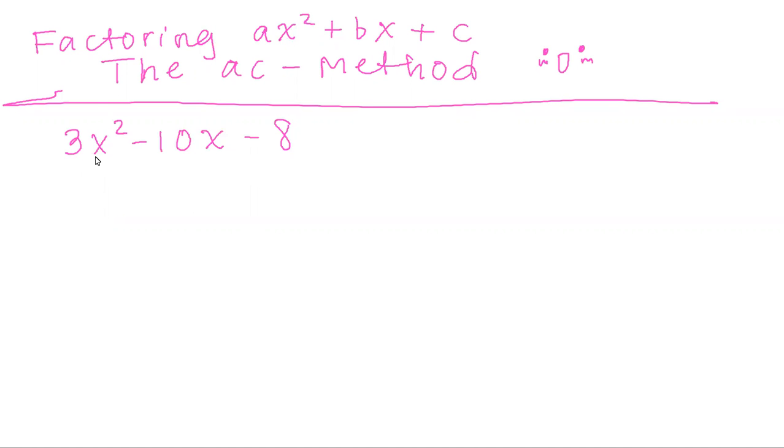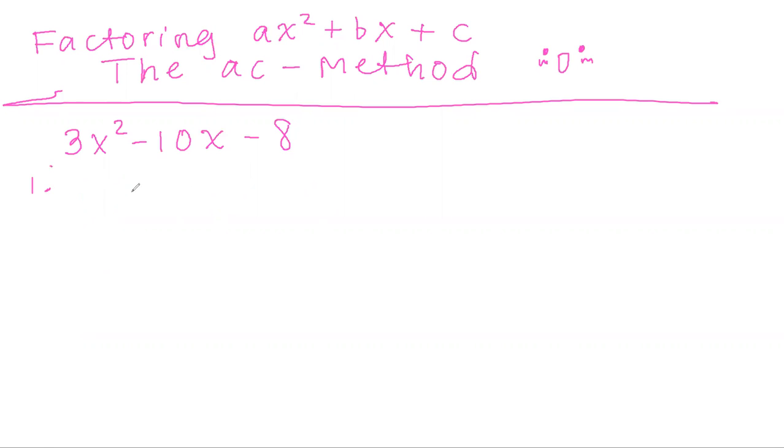Now, the reason why the old method doesn't work here is because we kind of always jump into this, and if I multiply x times x, I just get x squared, but not 3x squared. And so we need to do another method that will kind of lead us to the correct form. So this is where the AC method comes in.